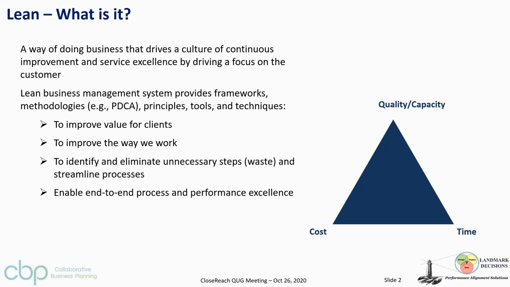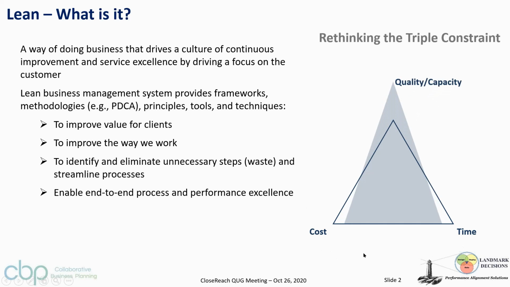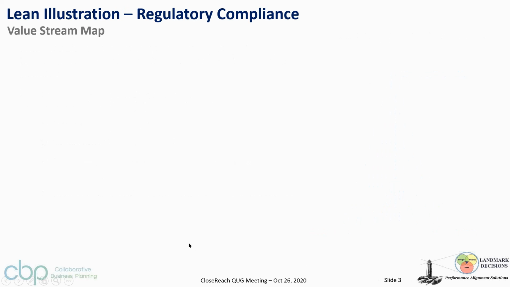Some of you may be familiar with the classic iron triangle, as some will call it, i.e. cost, time, quality, capacity: give me any two. What Lean really does is allow you to reduce cost, improve throughput time and lead time, and improve quality and capacity of the organization. So it changes your perspective on that whole triple constraint thinking.